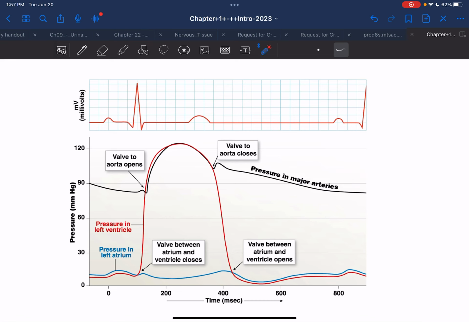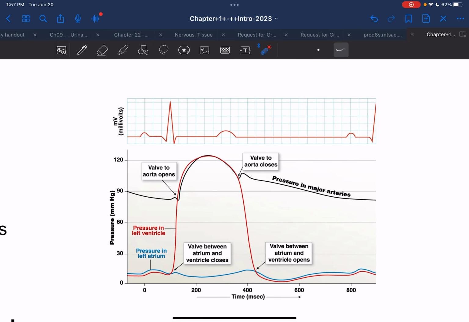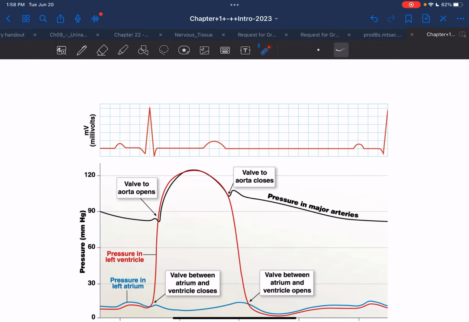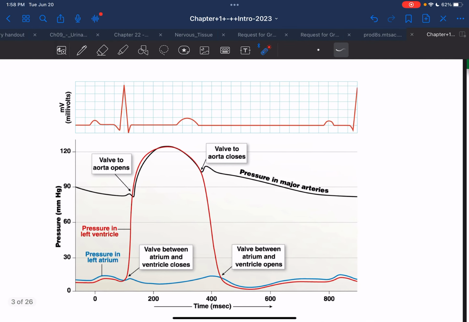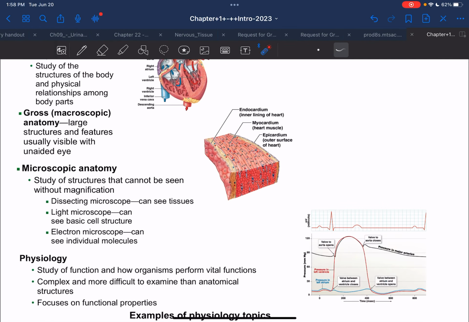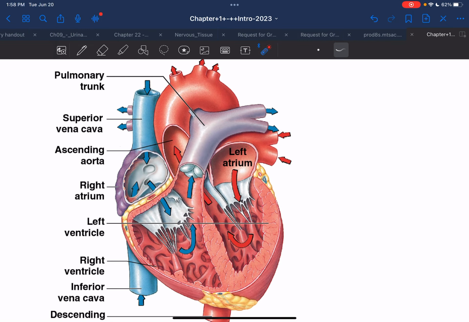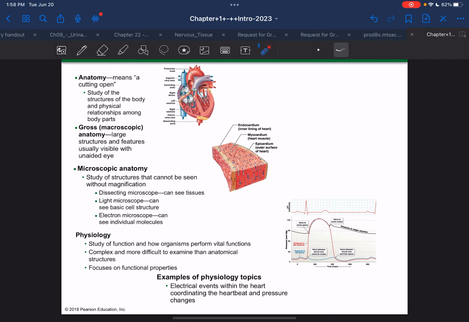And so you can see physio is about understanding, say, the pressure inside one of those chambers when it beats. With the electrical conduction, the signals required to go through the heart in order for it to beat. And so you can see that this is the study of function as opposed to just studying structures. And so with that, that's really it.